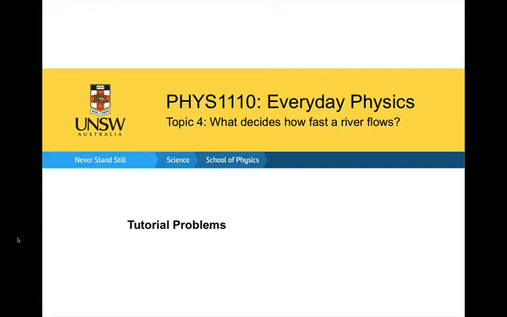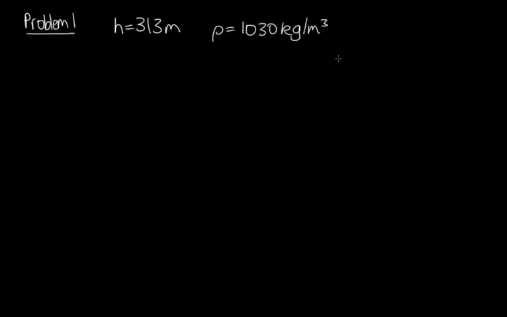This video is going to cover the solutions to the tutorial problems for topic 4, what decides how fast a river flows. Problem 1. In this problem, we're told that the maximum depth that any body has dived to is 313 meters. So the depth is equal to 313 meters. And we're told if seawater has a density of 1030 kilograms per meter cubed, calculate the pressure on the diver at this depth.